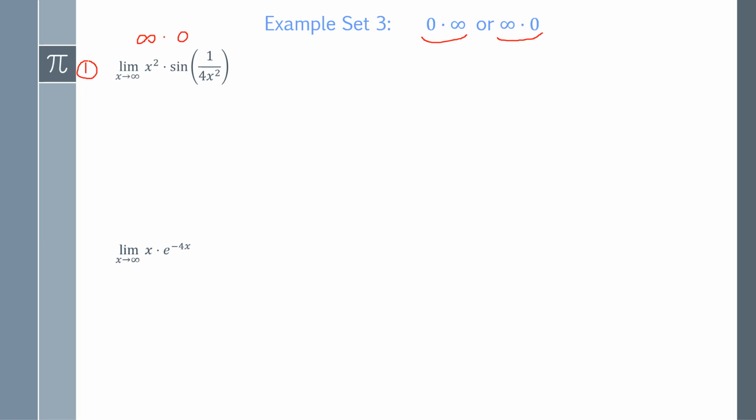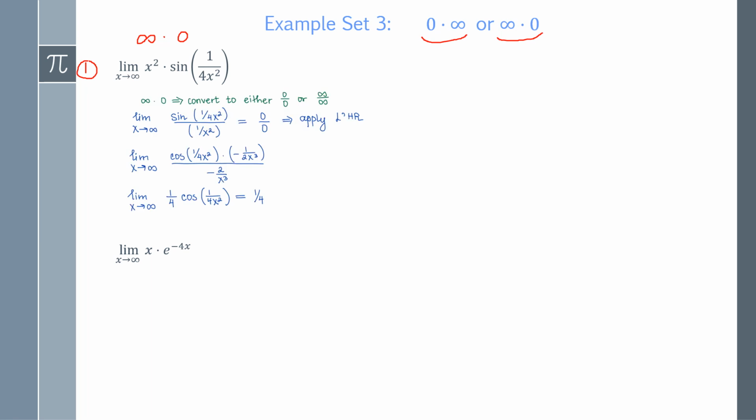So how do we approach this type of problem? Whenever we have one of these forms, we cannot apply L'Hopital's rule directly, but the first step is to convert our expression into one of the two forms, either 0 over 0 or infinity over infinity. And by converting, I mean rewriting, just using some algebraic tricks, not really changing the expression, but rewriting it so that we have one of these two forms.